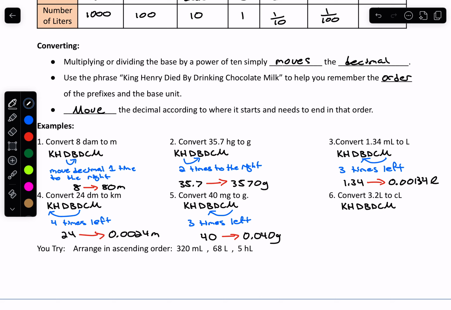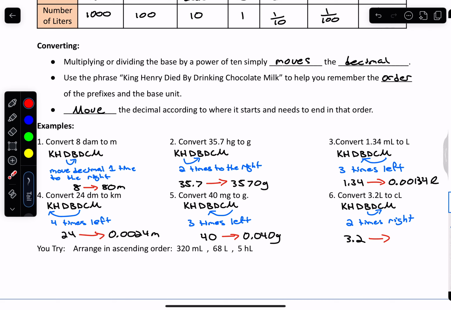Number 6, we want to convert 3.2 liters to centiliters. So we are going to move from the base unit 2 spots to the right. So 2 times right. And when we do that, we're taking 3.2. And if I move that decimal twice to the right, once, twice, I have to put an extra 0 there. So I'm going to get 320 centiliters. Where notice the number got bigger because we were moving the decimal to the right.